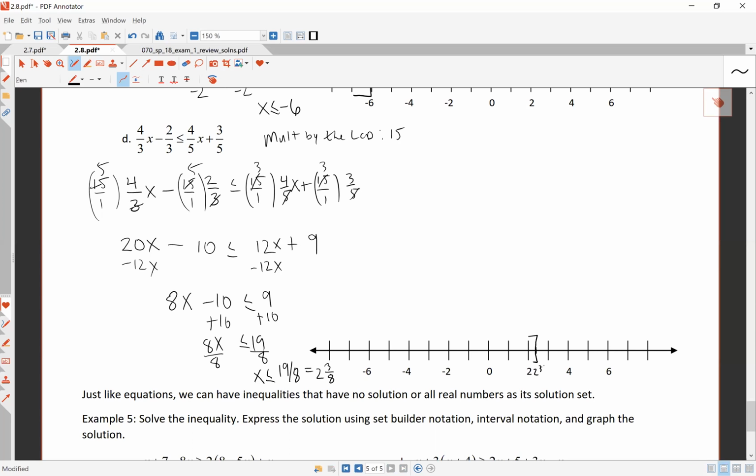Everything to the left of 2 3/8. Set builder notation is the set of x such that x is less than or equal to 2 3/8. Interval notation goes from -infinity to 2 3/8.